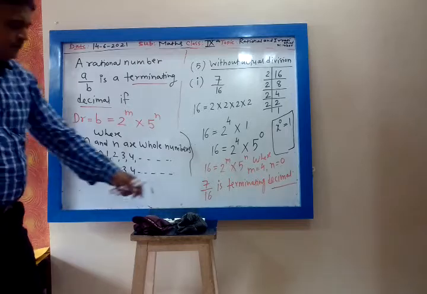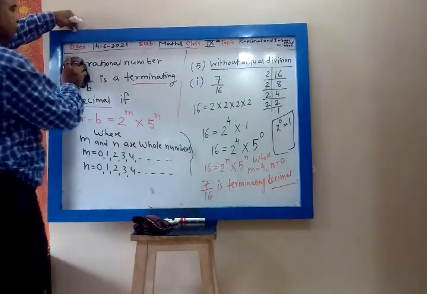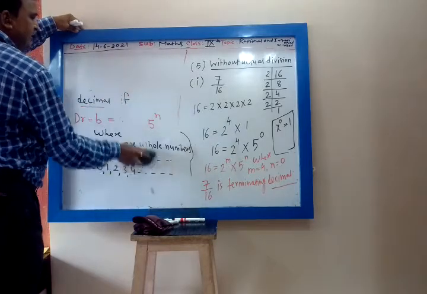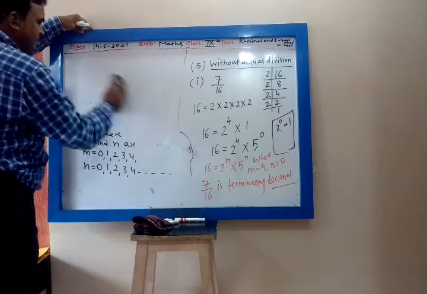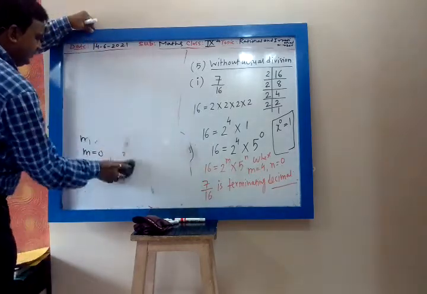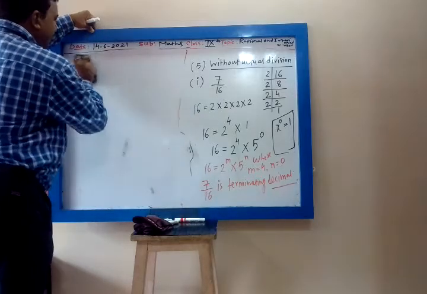Is it clear to all of you, this one? Okay. Let us take 23 upon 125, the second one. 23 upon 125. You express the denominator in the form of 2 raised to m into 5 raised to n.